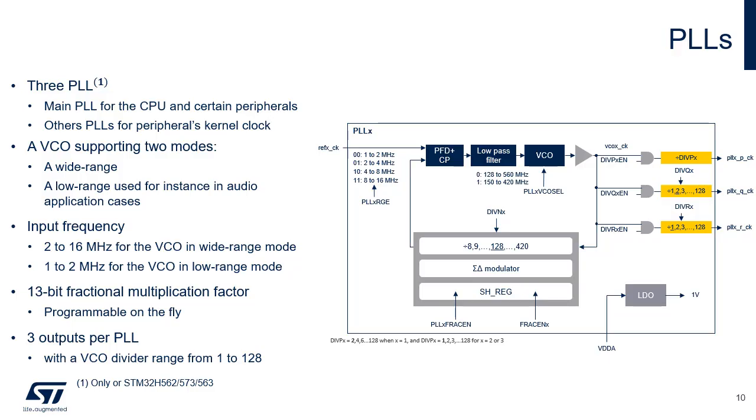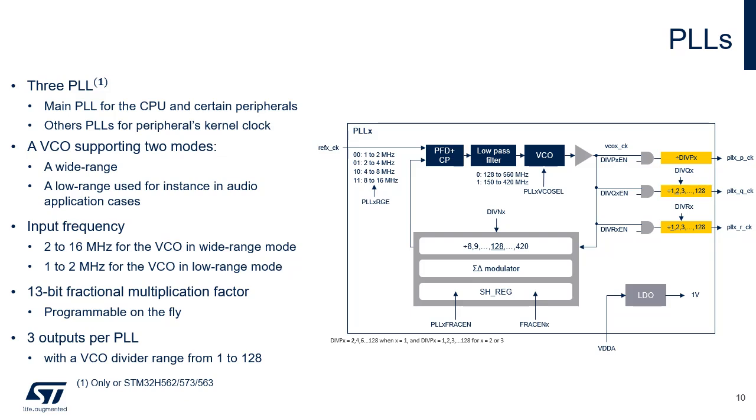The PLLs also provide 3 different outputs, which are all derived from the VCO output via post dividers: div-P, div-Q, and div-R. In addition, it's possible to change the values of the post divider without disabling the PLLs. The application just needs to disable the corresponding post divider.